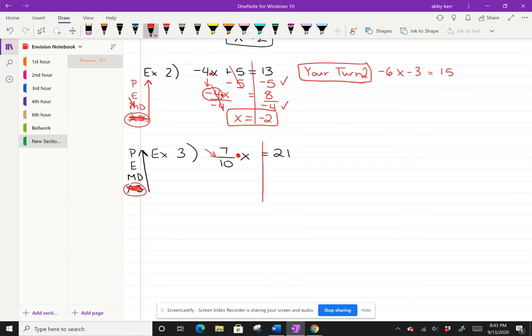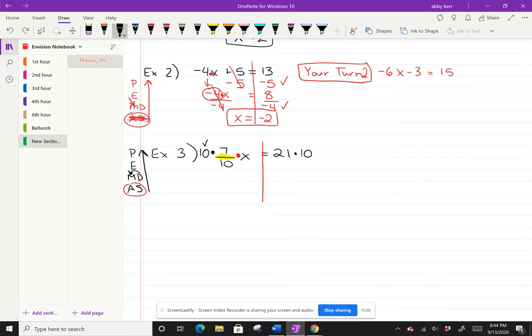I do have multiplying and dividing. So we have to take care of this division bar first. We don't want a fraction, so we have to take care of it. What is the opposite of dividing? It's multiplying. So notice that the 10 is in the denominator, so I need to multiply that 10 in the numerator. Whatever I do to one side, I have to do to the other. So I'm going to multiply by 10. Whatever I do to one side, I did to the other.